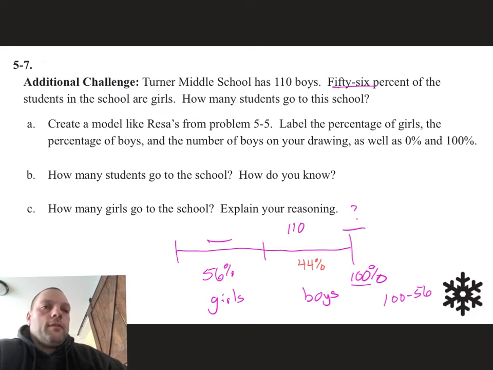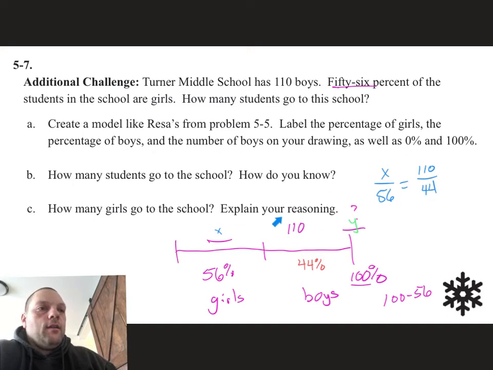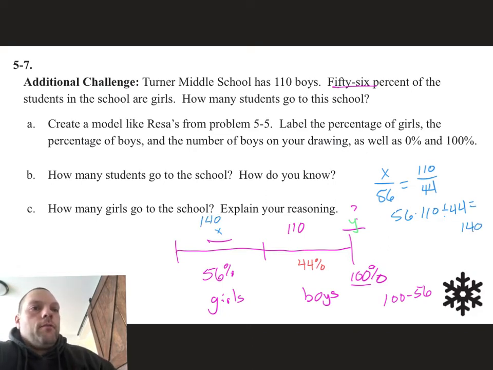So now the only thing I have left to do is the math to figure out the rest of it. Okay, so I'm going to call the girls here X, and I'm going to call my total Y, just for math calculation purposes. So I'm just going to use what I have here as a proportion. X over 56 is equal to 110 over 44. Okay, notice how I already have that set up right here. I just changed this to an equal sign. Okay, so 56 times 110 divided by 44 is going to get me to an answer of 140. Okay, so my X becomes 140.